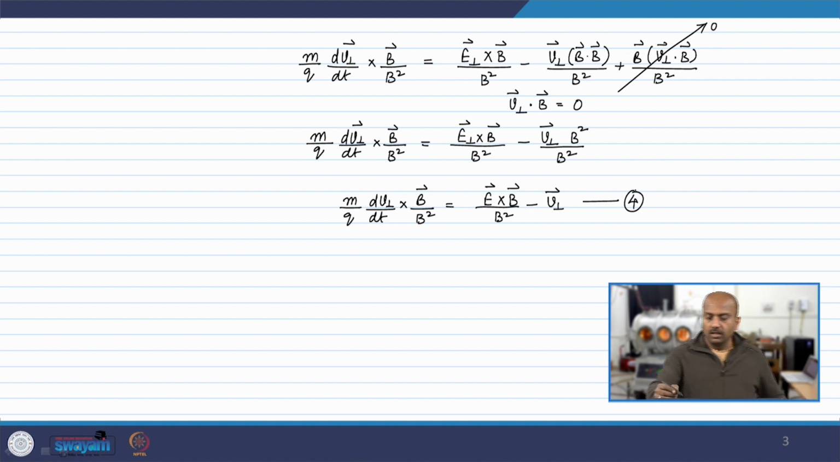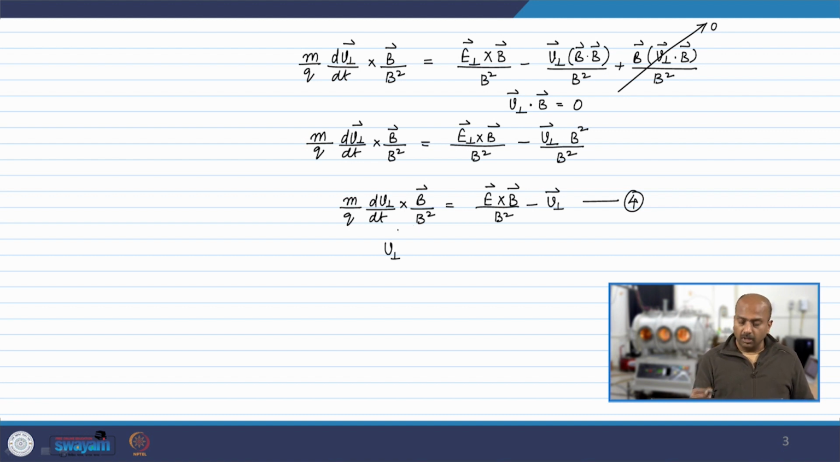We have done nothing. We have removed this term and B square gets cancelled, and we have a slightly modified Lorentz force equation, which is having the E cross B drift velocity on the right hand side. Now, the solution of this sort of differential equation can be assumed to be a sum of a time dependent part and a constant, right.